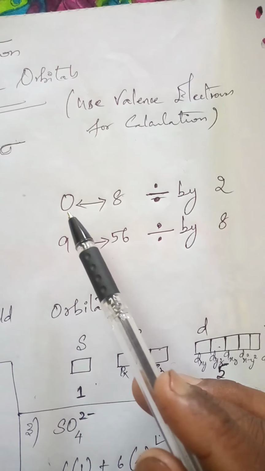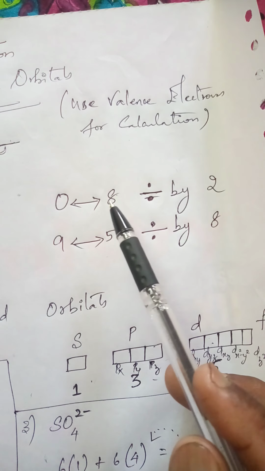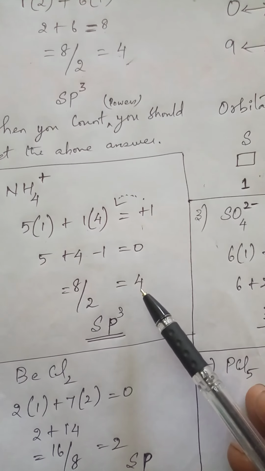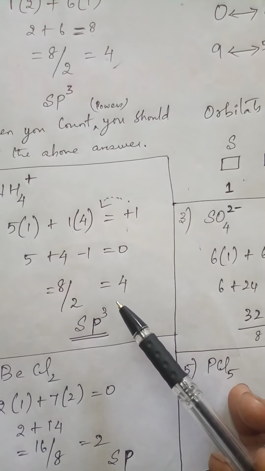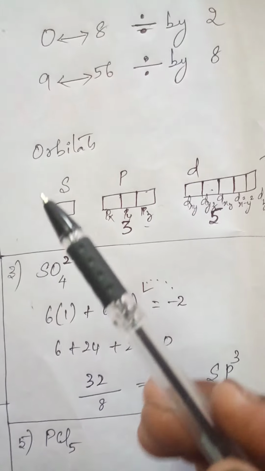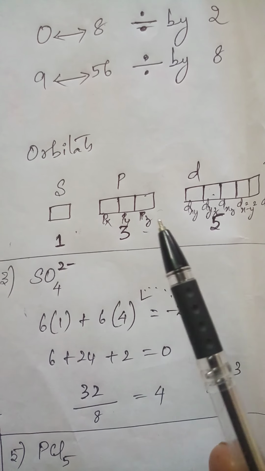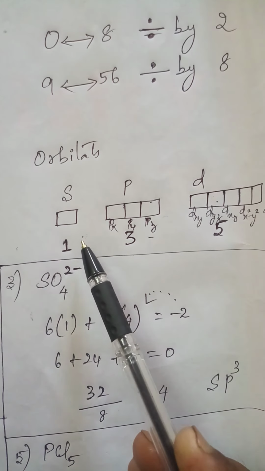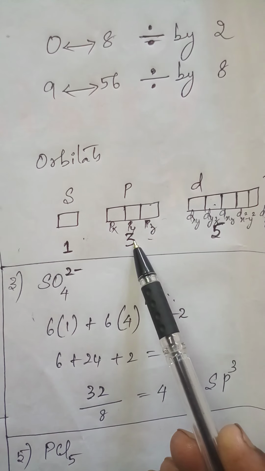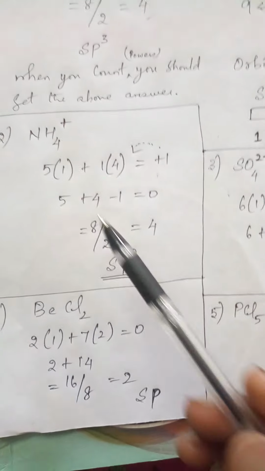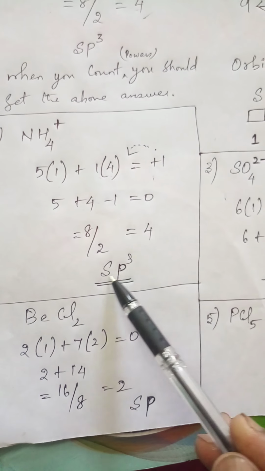As my answer is 4, you can look into the condition. My answer is in between 0 and 8. When the answer is between 0 and 8, you should divide it by 2. So as I divide it by 2, I get the answer 4. That means 4 orbitals would have been overlapped. So which are the 4 orbitals that would have been overlapped? There comes the next argument. Starting from the s orbital, and then we make use of 3 p orbitals. So 3 plus 1 will be 4. Thus the hybridization of the ammonium molecule will be sp3.